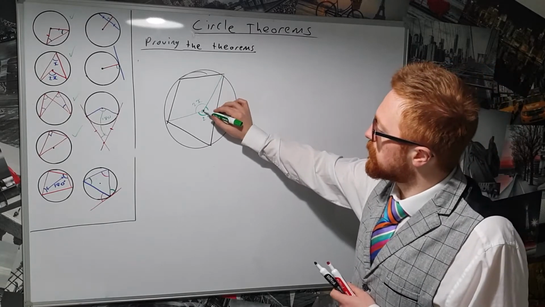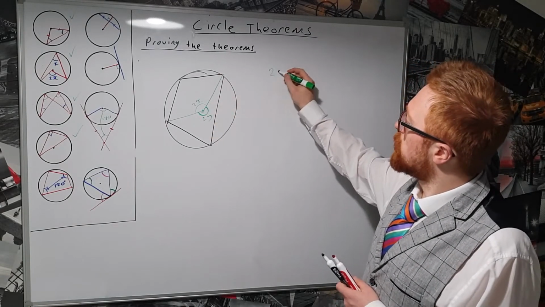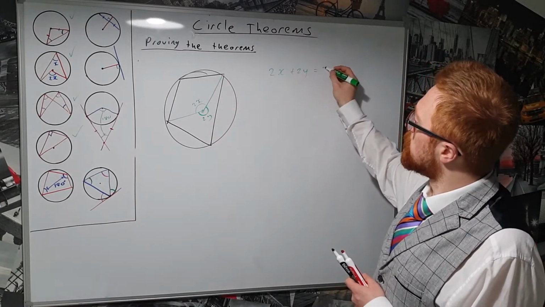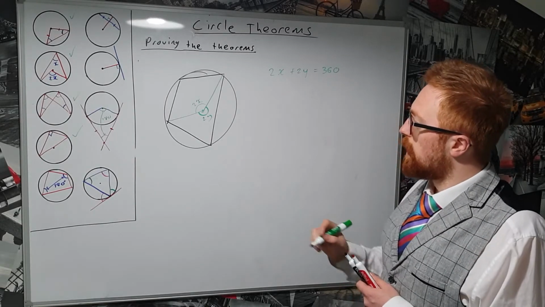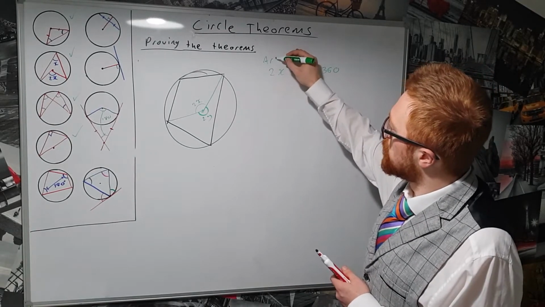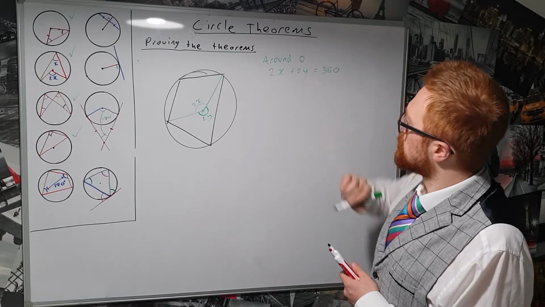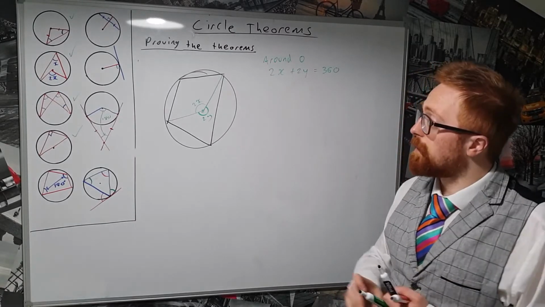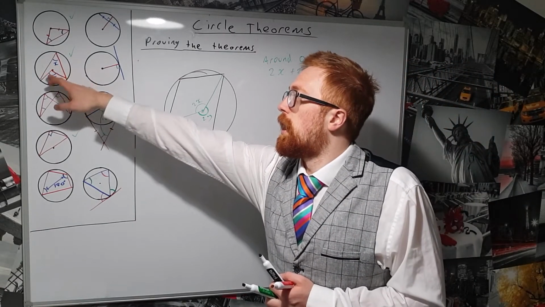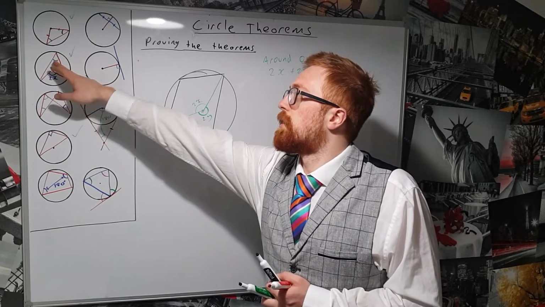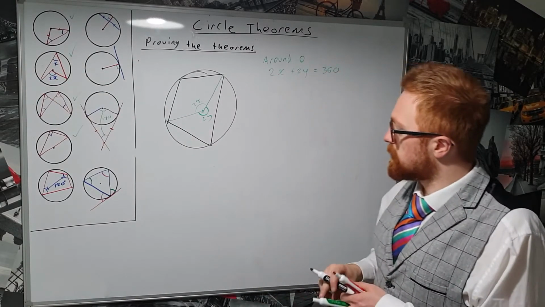So because these are angles around a point, we know that 2x plus 2y is equal to 360. So that's around the origin O. Okay, so now what we're going to do is we're going to use our second circle theorem. The angle at the edge is half the angle at the centre.